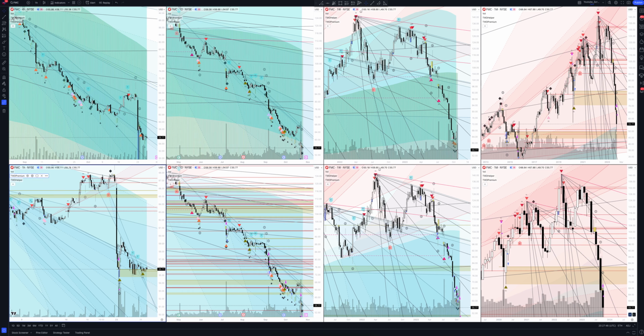Today we will take a look at FMC stock. Let's analyze the market situation and find out how you can make money on it. Let's start.